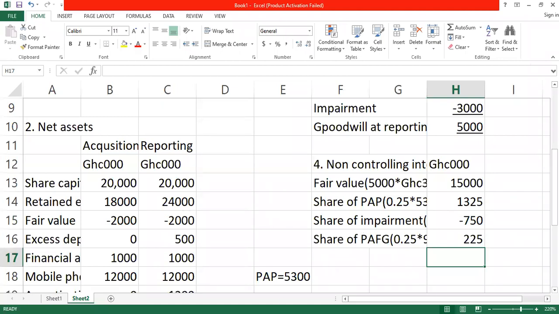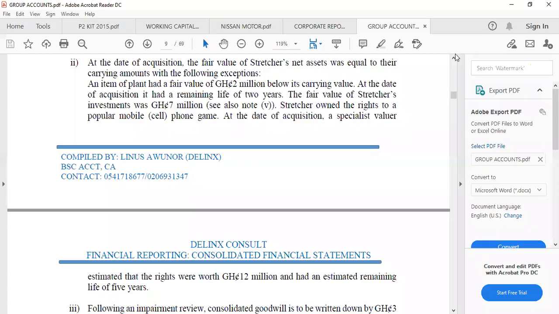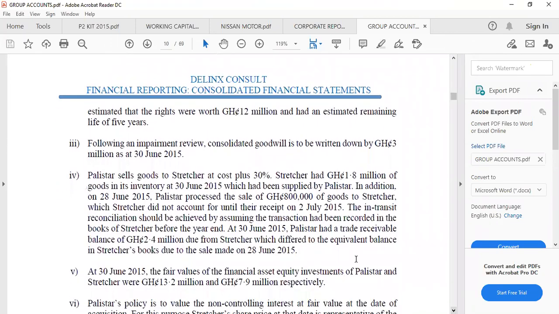All right. Let's take the last part, which is the IV. Pallister sells goods to Stretcher at cost plus 30%. Stretcher had 1.8 million of goods in its inventory at 30th June 2015, which had been supplied by Pallister. It means that 1.8 of the goods supplied by Pallister to Stretcher were not sold, isn't it?